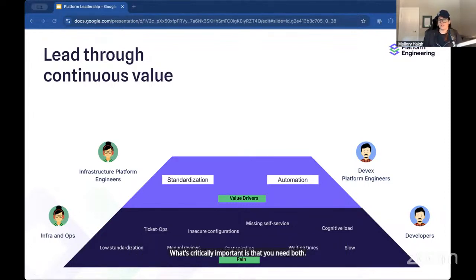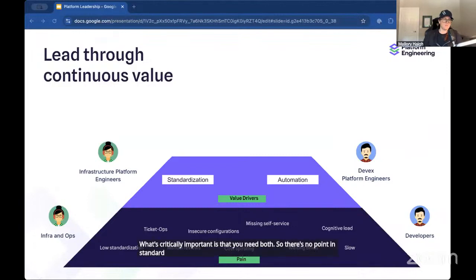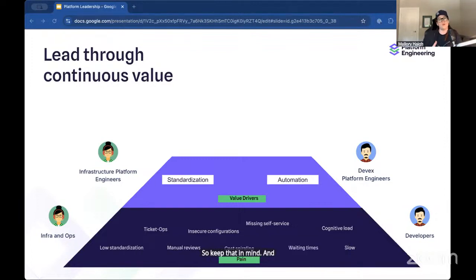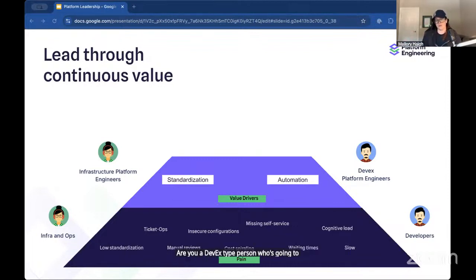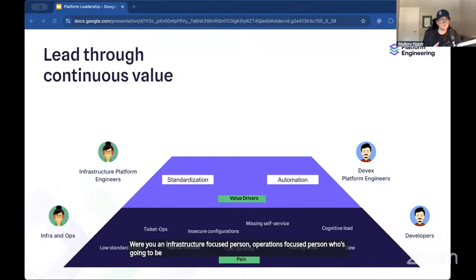So there's no point in standardizing without putting automation on top to deliver that standard, and there is no point in automating without a standard to actually deliver. So keep that in mind. And know the bias with which you and your team come to platform engineering with. Are you a DevX type person who's going to be more focused on automation? Or are you an infrastructure focused person, operations focused person who's going to be biased towards standardization? You need to have both.